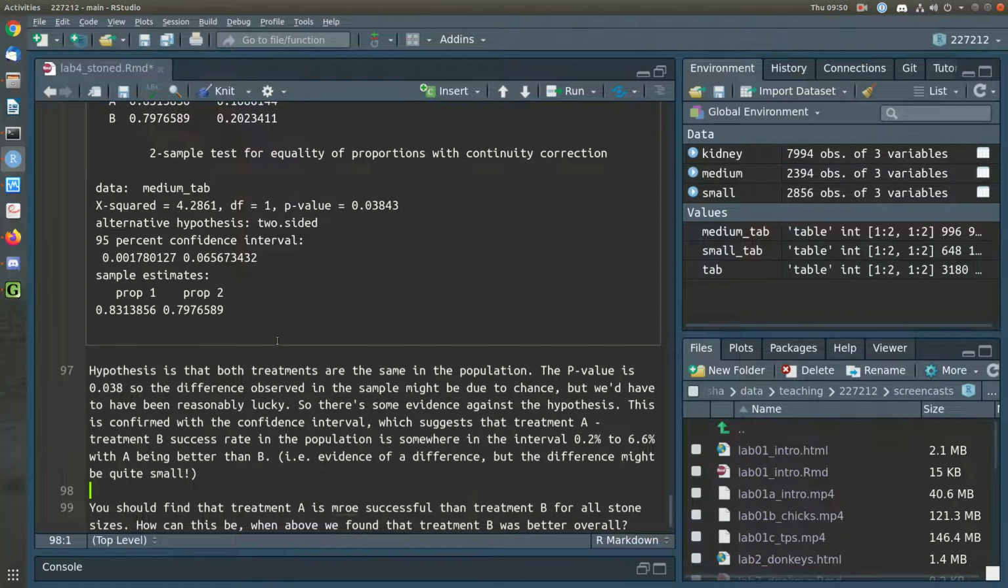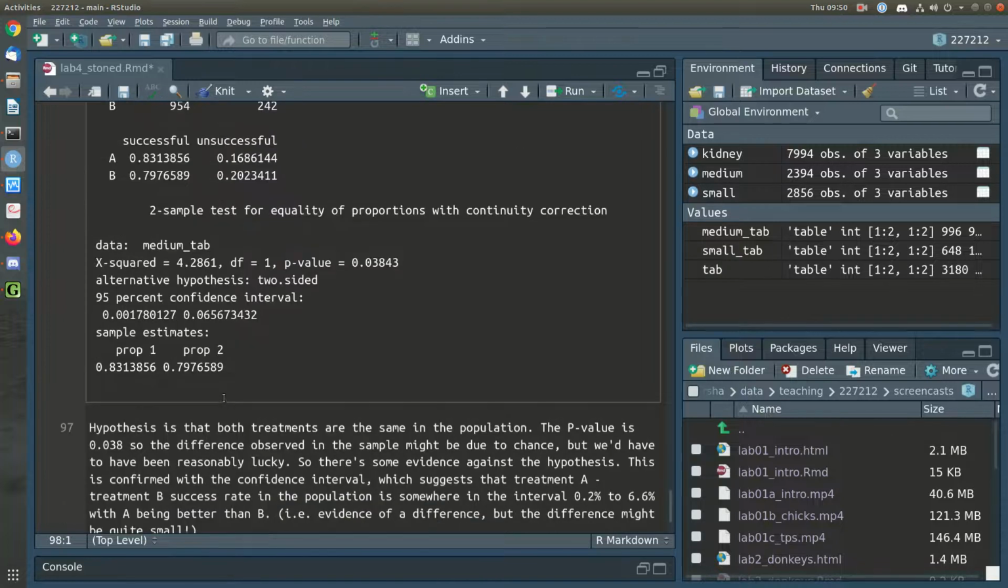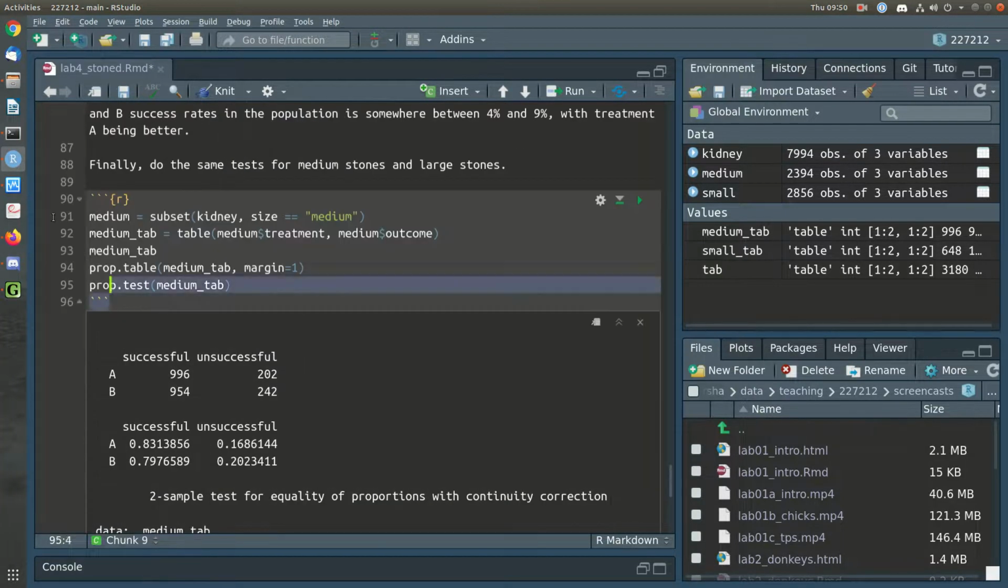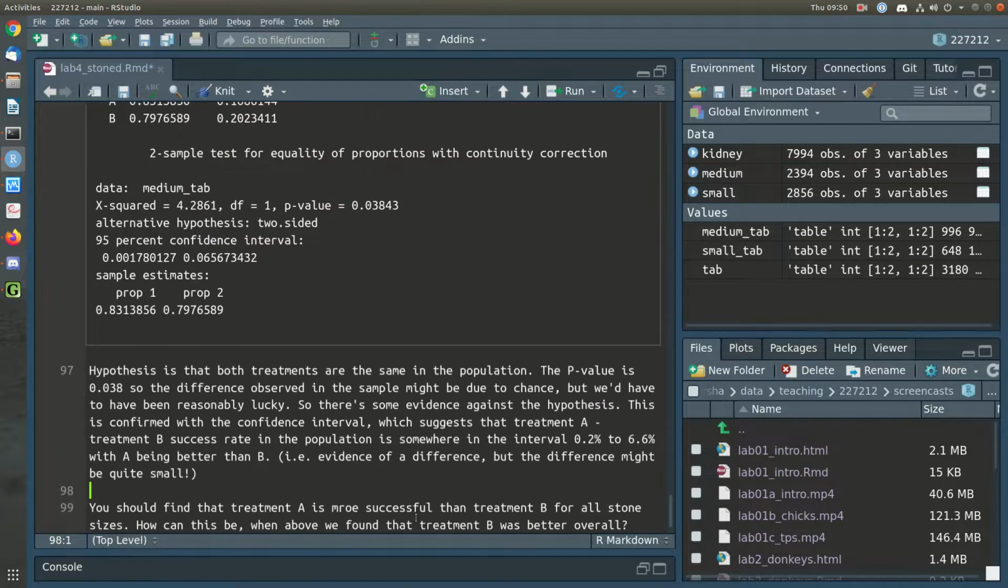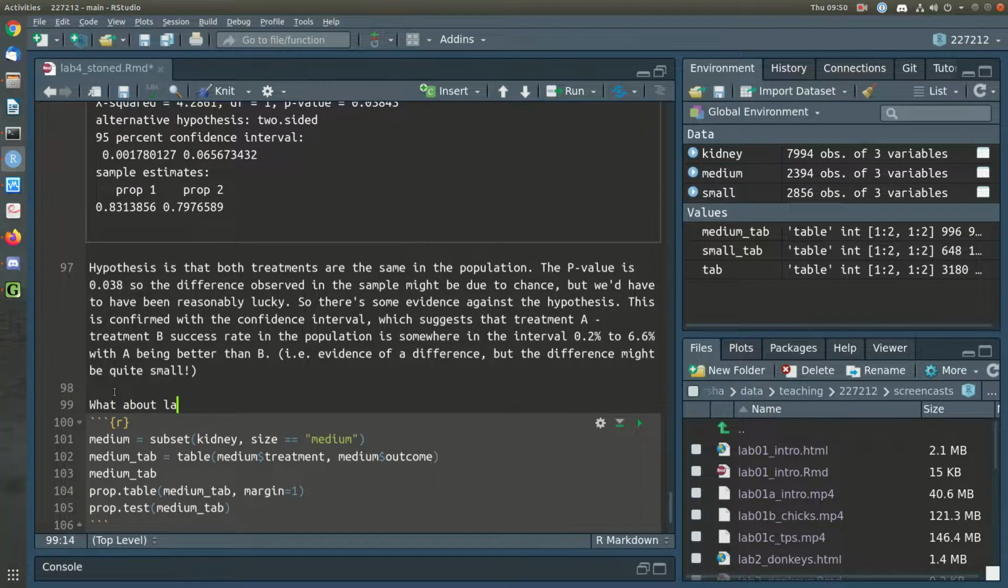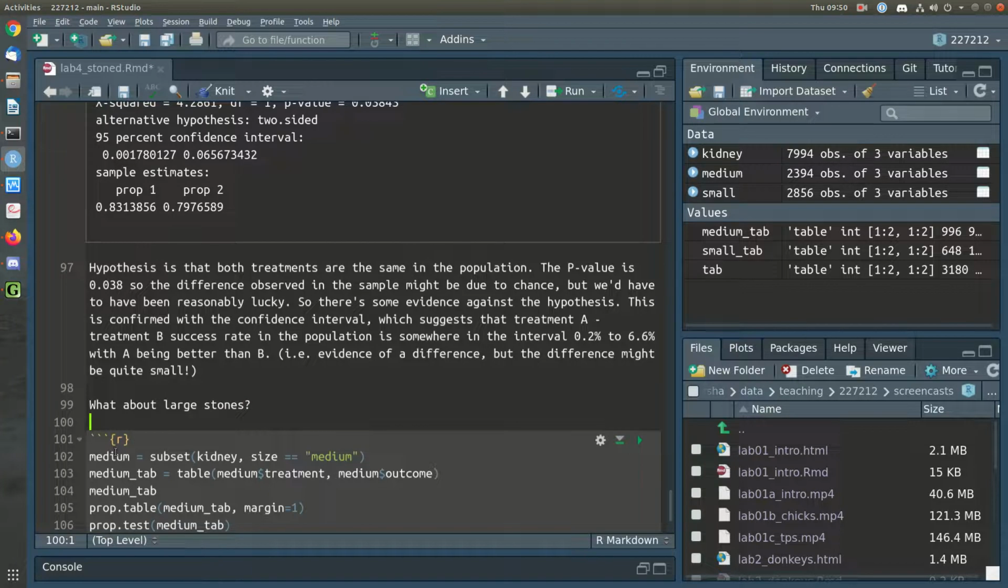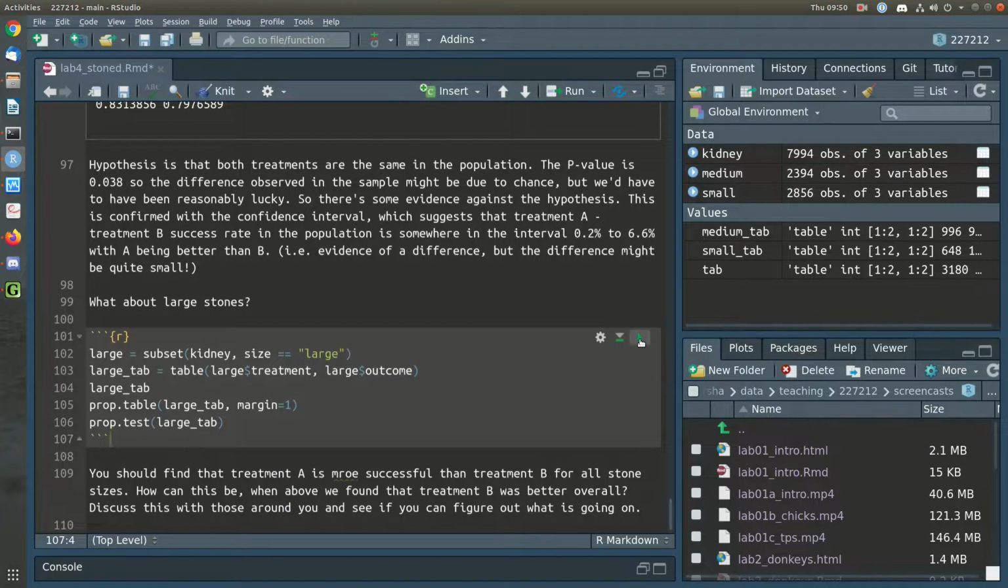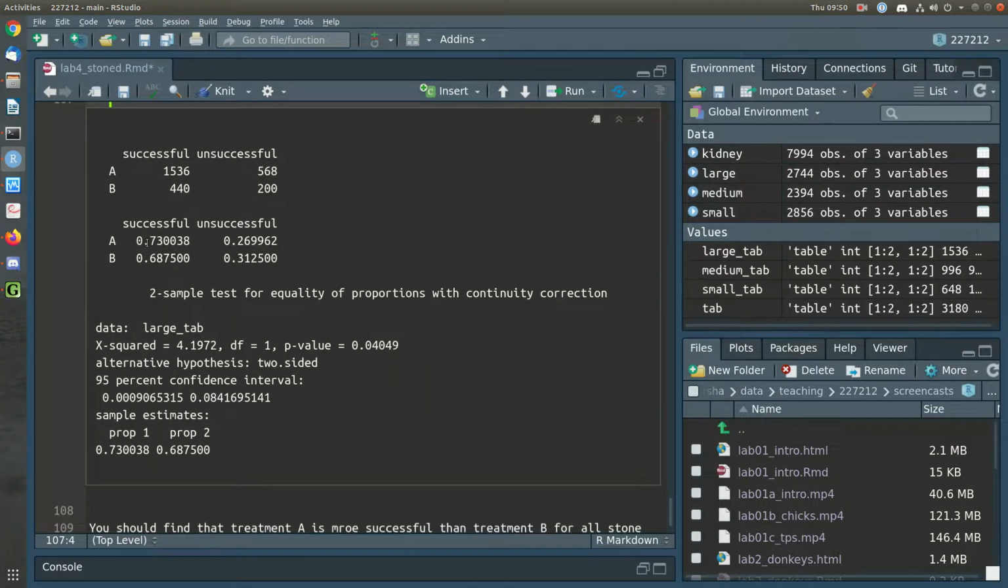So we don't have as strong evidence here for a difference in the medium stones, but there's something going on, and particularly it's the same direction, right, with A being better than B. So repeating for the large stones. So what about large stones? So we're going to grab large, and we will just redo all of these. So we can see that in the large stones again A is more successful, 73% versus 69%. The difference is just over 4%.